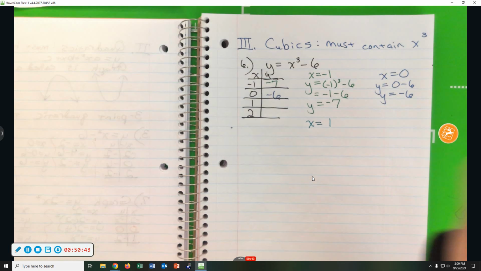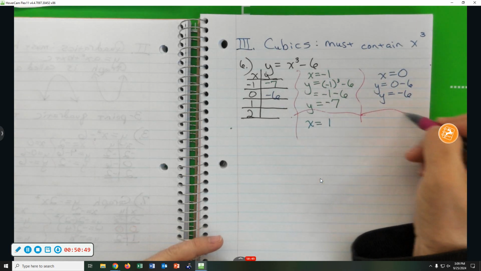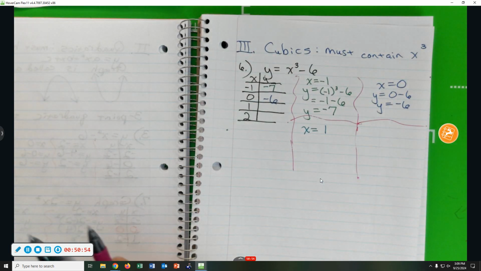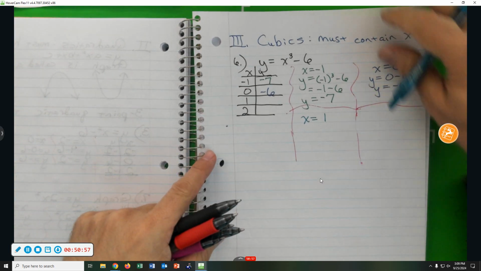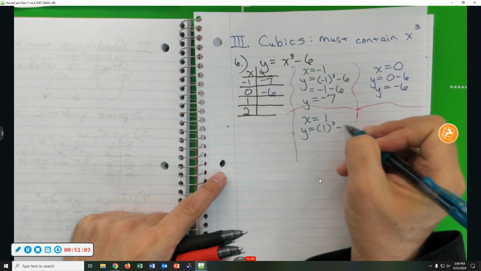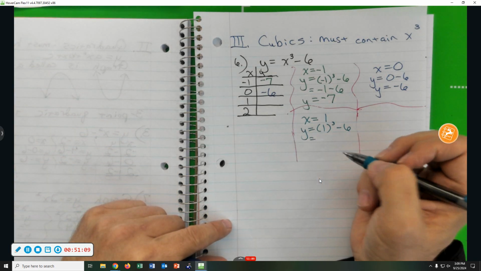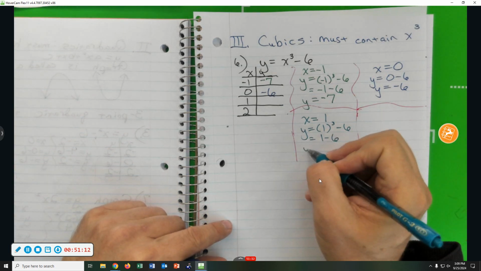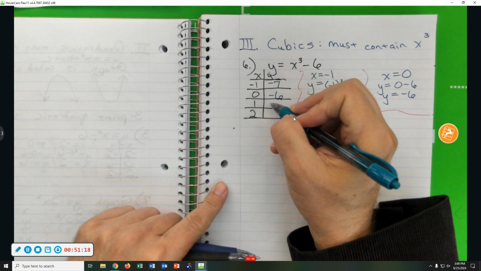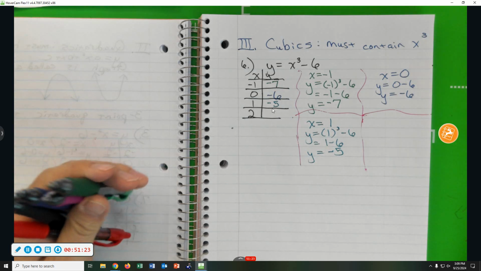Okay, we're plugging in 1 for x. So we have y equals 1 cubed minus 6. Well, what's 1 cubed? 1 minus 6 gives me a y value of negative 5. Are y'all caught up with them? Any questions how we're getting these numbers?